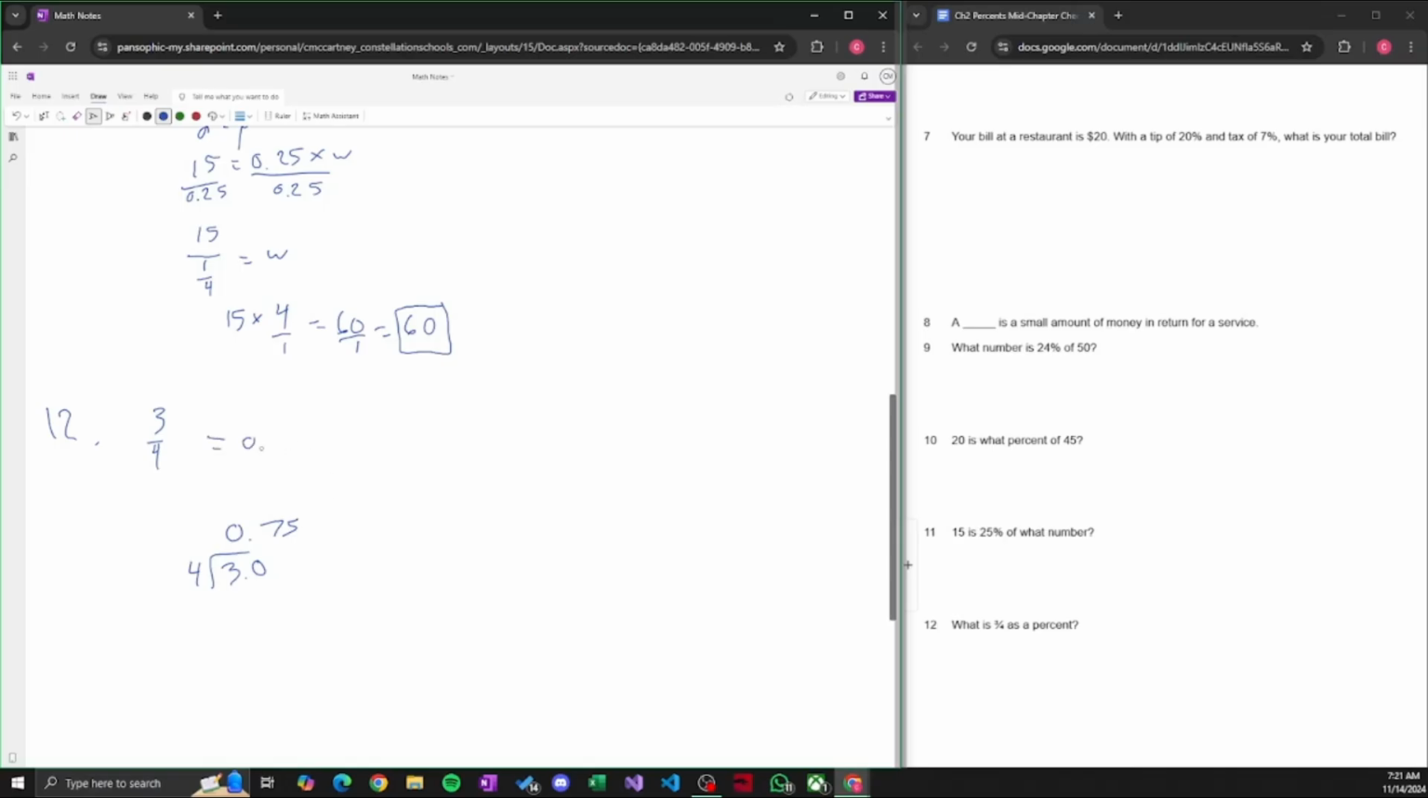as our decimal equivalent. We can also know this as 3/4 of a dollar. So if we divide a dollar by 4, that's 25 cents each. That's 4/4. 3 of them would be 75 cents. And if we write this as a percent, we need to move the decimal twice to the right. So 1, 2. So this becomes 75%.